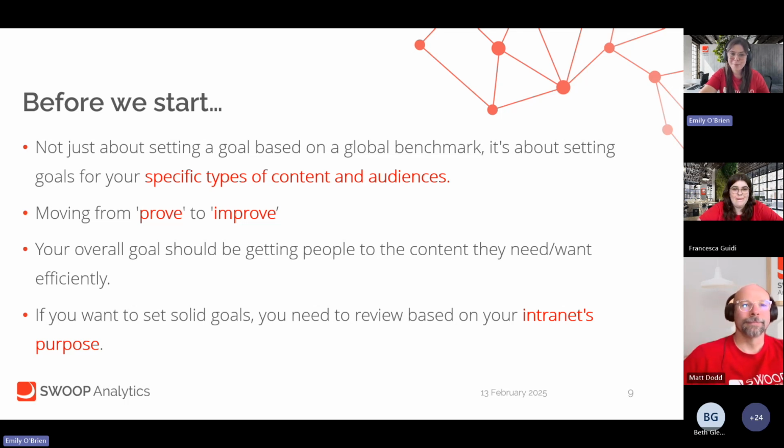But referring back to the points that we've already made about purpose, to set solid goals, we need to review an intranet's purpose. Is it for communication, collaboration, knowledge sharing? Is it for something else? And understanding this will help you to set up the most relevant and achievable goals as well. So I just needed to give that as a little disclaimer before we jump in.